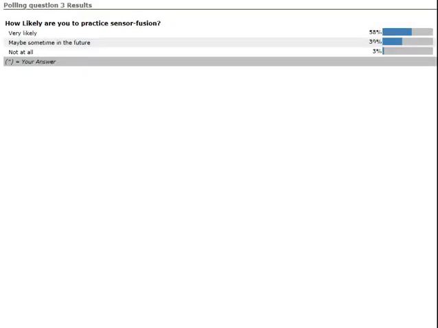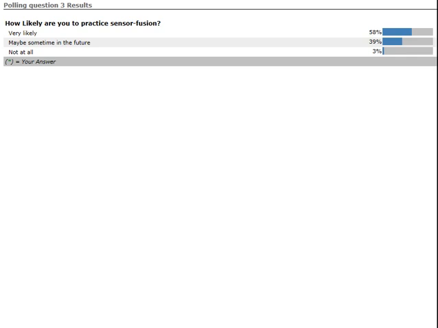I think these are fantastic numbers. I'm really delighted to see that basically either very likely or maybe sometime in the future is the response of 97% of our guests. And I personally think that this is great. I sincerely believe that sensor fusion can actually help enhance safety. And the fact that our guests are actually looking at it and considering it, regardless of what equipment they use, Ray equipment, non-Ray equipment, it doesn't matter, I think sensor fusion can actually help save lives.